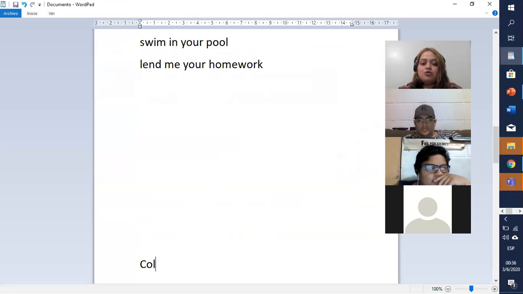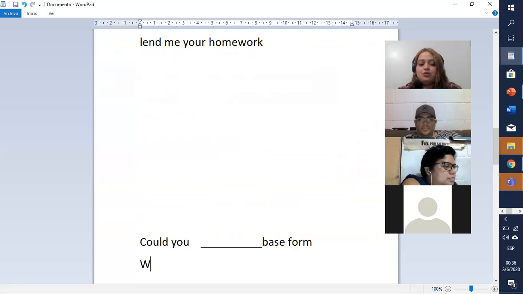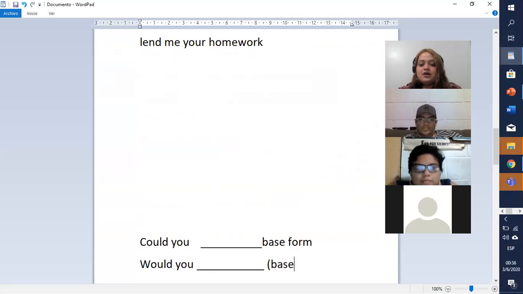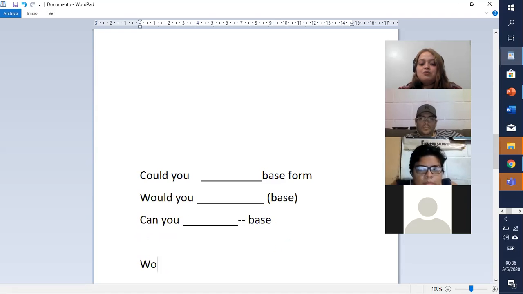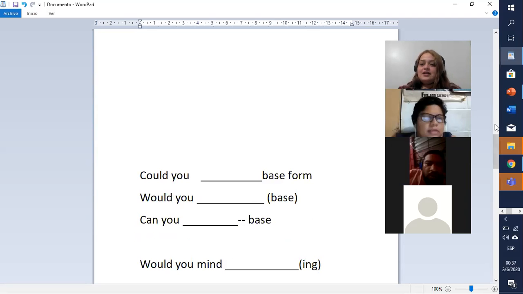So you say, could you, and the verb in the base form. You say, would you, and the verb in the base form. And can you, the verb in the base form, except would you mind. In this case, would you mind, you need the verb to end with ing, all right? Only if you use would you mind, you're going to use ing. Only there.